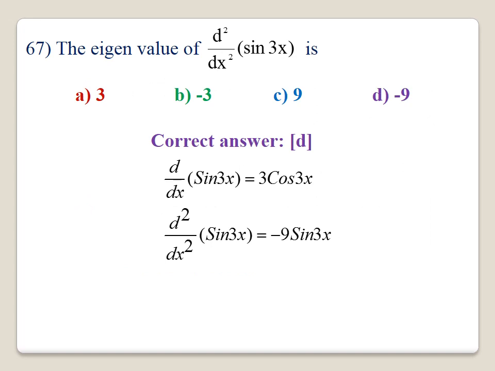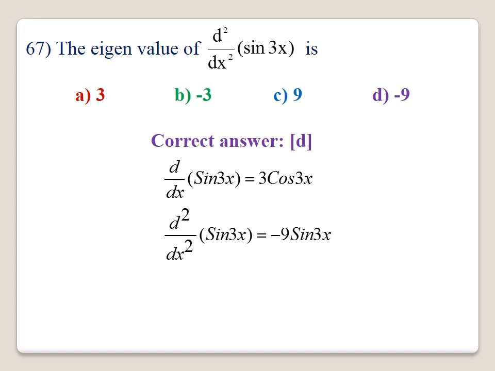The eigenvalue of d square by dx square of sin 3x is -9. First you differentiate sin 3x. d by dx of sin 3x will be equal to 3 cos 3x. Then you differentiate once again. d square by dx square of sin 3x will be equal to -9 sin 3x. d square by dx square is the operator. It operates on a wave function sin 3x. It gives the same wave function sin 3x multiplied by a constant -9. That -9 is the eigenvalue. Therefore the eigenvalue for this question is option D, -9.